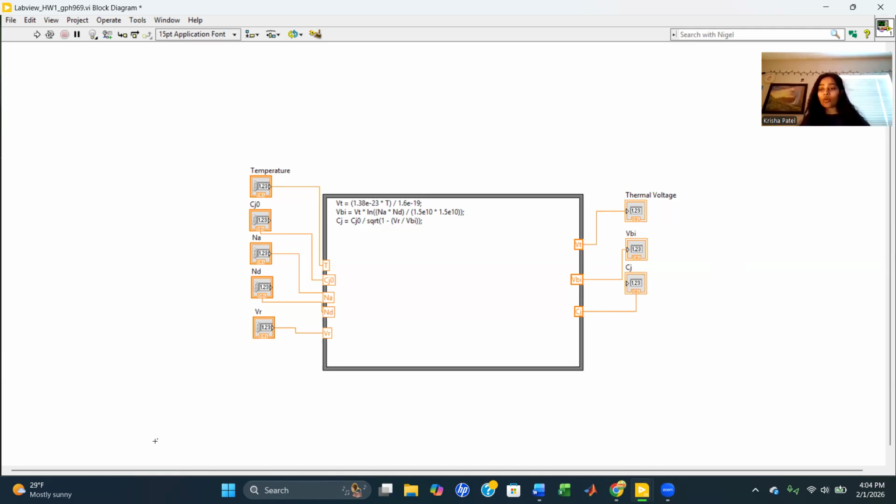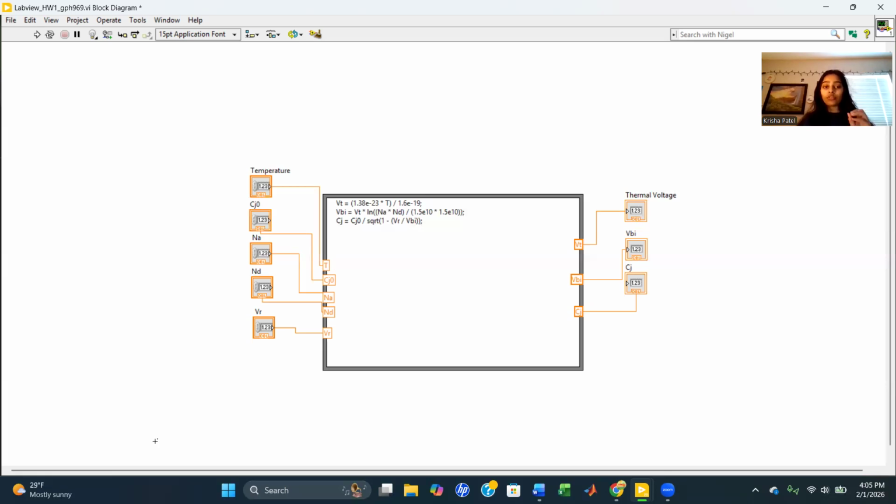And for homework one, we are trying to find the junction capacitance for a silicon PN junction transistor when it is under reverse bias conditions. So I'm going to start off by describing my block diagram. I have 5 inputs and 3 outputs, and the center contains the code that does all the math.